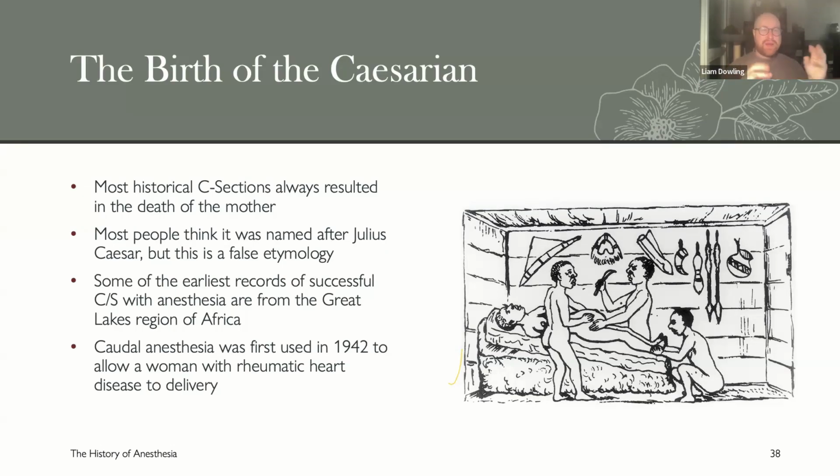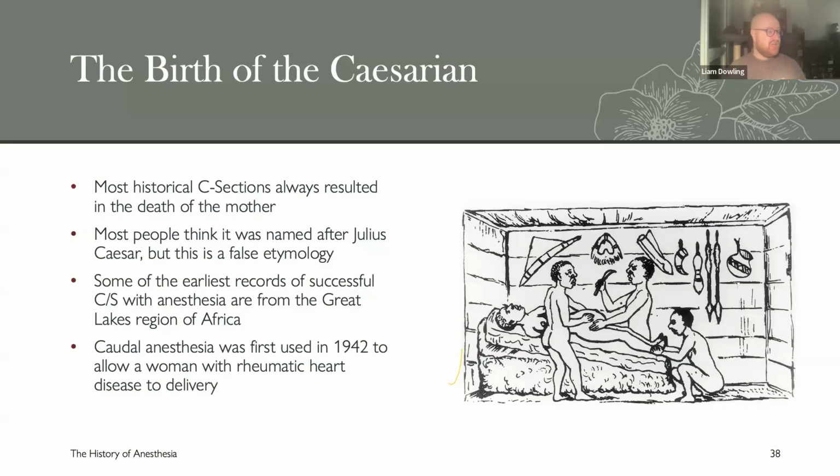And so there's individual records of cesarean sections happening from time to time with some people living, but some of our earliest records of successful C-sections with anesthesia were actually from the Great Lake regions of Africa. So that's, I believe, around Uganda. And this is what this picture is depicting here, which were eventually disseminated out to Europe during the mass expansion of empire and colonialism in the 1800s. And so they used a concoction of banana wine to help produce some level of analgesia and unconsciousness, and successfully cleaned the area with water and alcohol to help reduce the risk of infection.